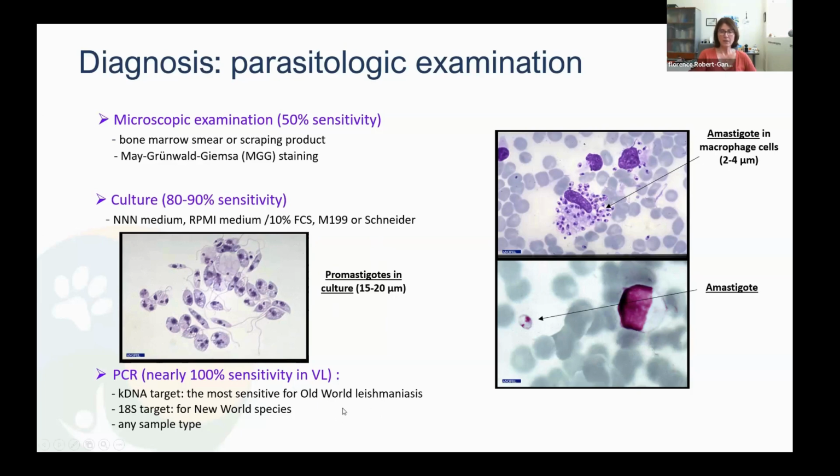Two different DNA targets can be used. The kDNA target is the preferred one to diagnose species from the Old World. So for a European patient where we suspect Leishmania infantum, it is a very good target. But it has a lower sensitivity to amplify species from the Americas. So in that instance, if you have a patient who has traveled to South America and has a cutaneous lesion, it is important to use an 18S target, for example, which has a better capacity to amplify those Leishmania DNA. Of course, PCR can be performed on any sample type.